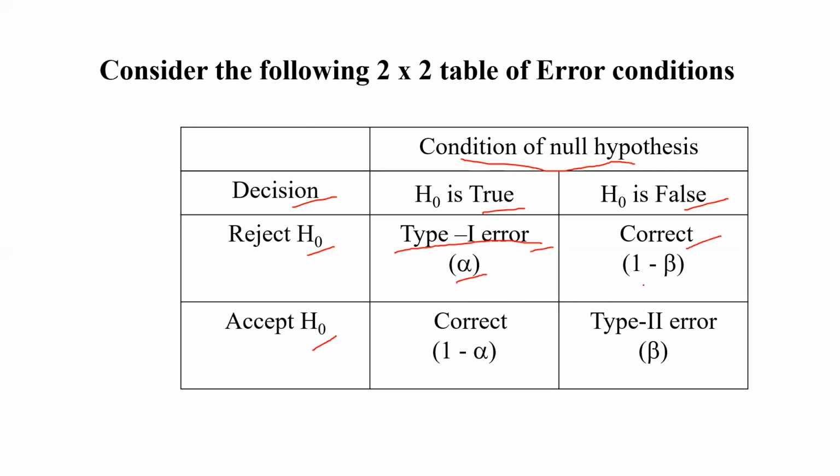And this is the correct decision, 1 minus beta, as we said, the probability of rejecting the null hypothesis when the null hypothesis is false, that is known as the power of the test. In the second row, accepting the null hypothesis when the null hypothesis is true is the correct decision. This is 1 minus alpha and it is known as the confidence coefficient. And accepting the null hypothesis when the null hypothesis is false is known as the type 2 error. Type 2 error is denoted by beta, or we can say the probability of type 2 error is beta. So here we can understand type 1 error, type 2 error, level of significance, p-value, power of the test, and confidence coefficient.